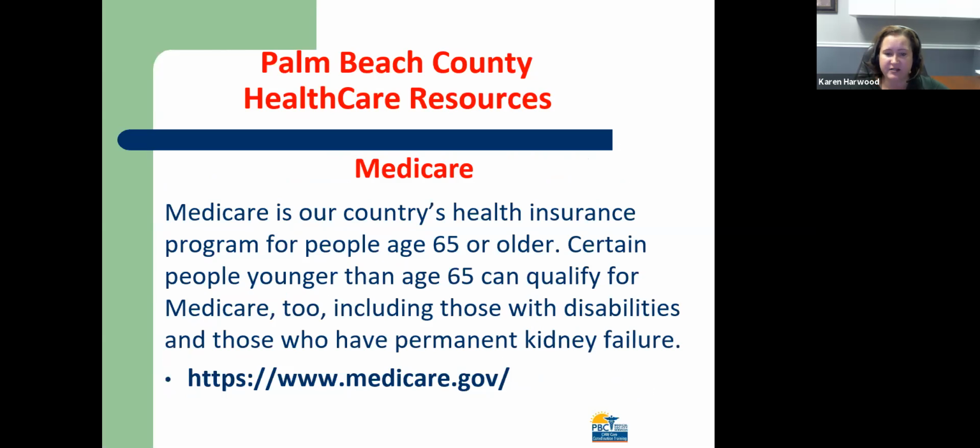So Medicare is our country's health insurance program for people 65 and older. Certain people younger than 65 can qualify for Medicare too, including those with disabilities and those who have permanent kidney failure. So it's important to know that when somebody applies for disability, right? When somebody goes to the Social Security office, they apply for disability, it's going to be 2 years from when that application goes in until that Medicare is going to kick in, except for cases with certain conditions or diagnoses like renal failure.